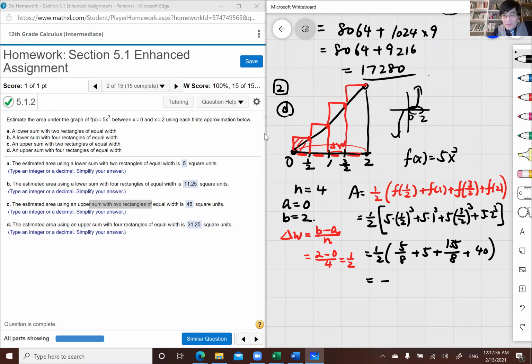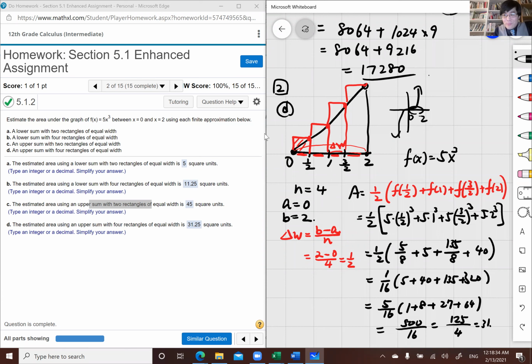Let's factor out 1/8. Then it's going to be 5 plus 40 plus 135 plus 320, all times 1/8. Let's factor out 5. It's going to be 1 plus 8 plus 27 plus 64, which will be 100. So the answer is 500 over 16, which is 125 over 4, which is the same thing as 31.25.